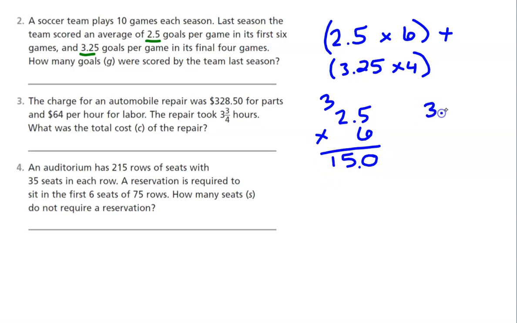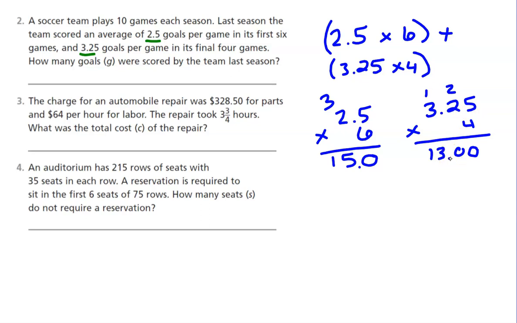And then now I'm going to do 3.25 times 4 for their last 4 games. 4 times 5 is 20. 4 times 2 is 8. 8 plus 2 is 10. And then 4 times 3 is 12. And 12 plus 1 is 13. And there's 2 numbers after the decimal point, so I need 2 numbers after the decimal point.